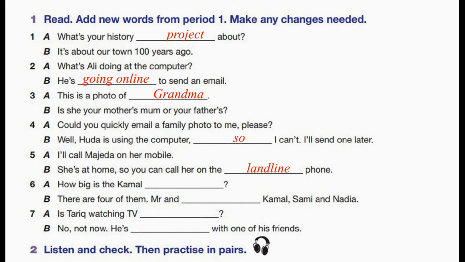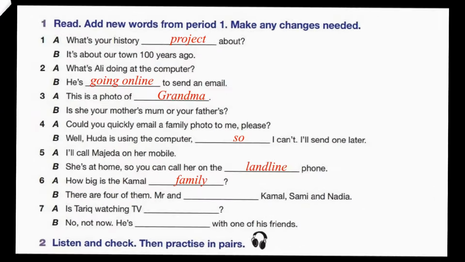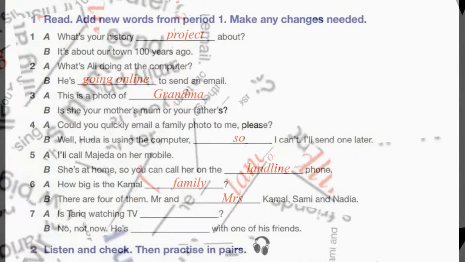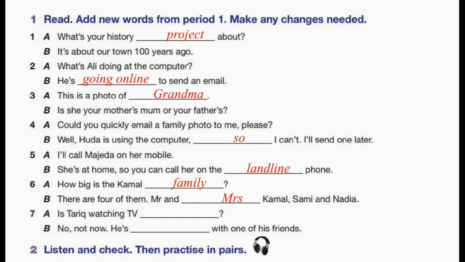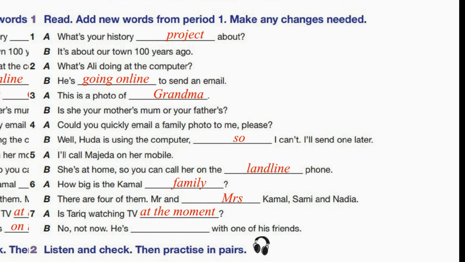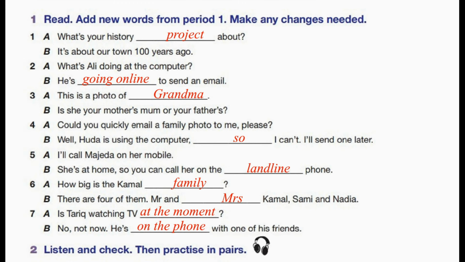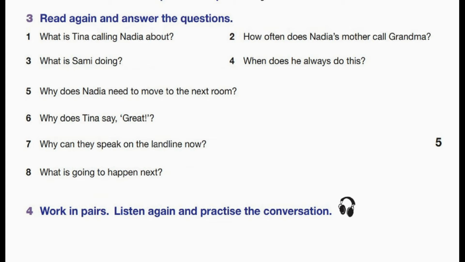6. How big is the Carmel family? There are 4 of them. Mr. and Mrs. Carmel, Sammy, and Nadia. 7. Is Tarek watching TV at the moment? No, not now. He's on the phone with one of his friends. Three.